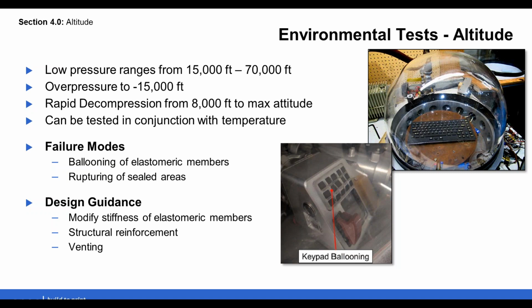So in terms of design guidance, the first thing we look at is really how to modify the existing elastomeric structure to prevent the pressure delta from impacting the performance of the system. There's lots of ways you can address this, but really it comes down to figuring out a way to stiffen or strengthen the area involved, or possibly even vent the keypad to another area and prevent ballooning.